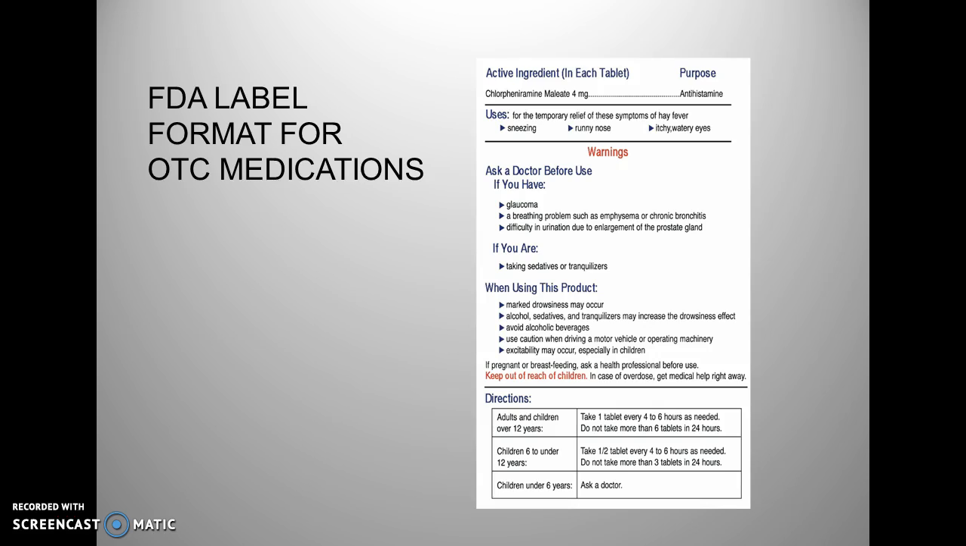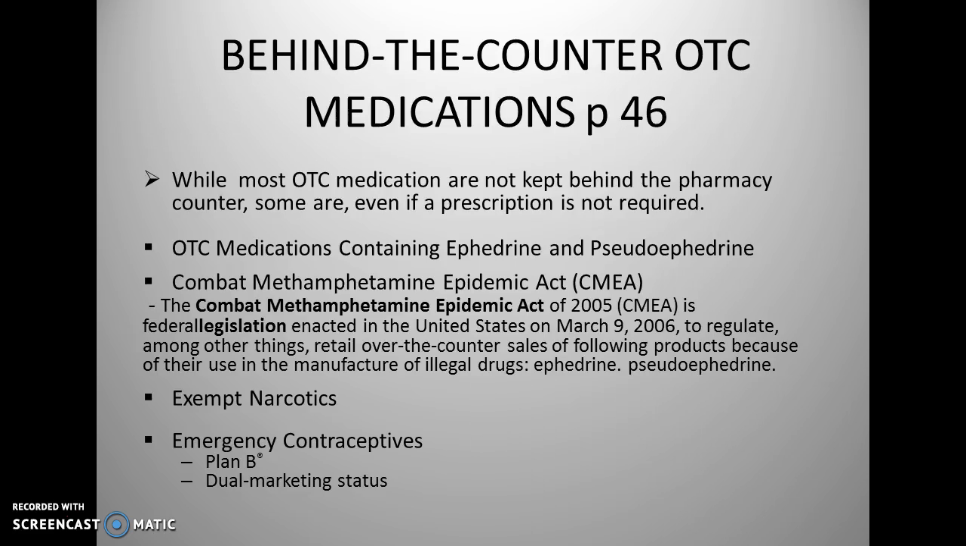Of course, keep it out of the reach of children, and in case of overdose, there is what to do. And then there are directions: what to do for children over the age of 12 and adults, what to do for children between 6 and 12, and what to do if you want to give this medicine to a child under the age of 6. So this is the FDA label format for over-the-counter medication.